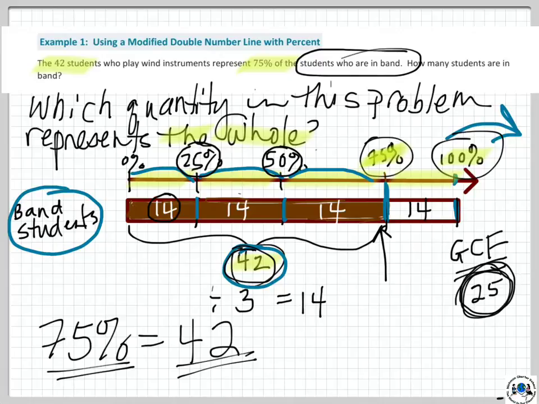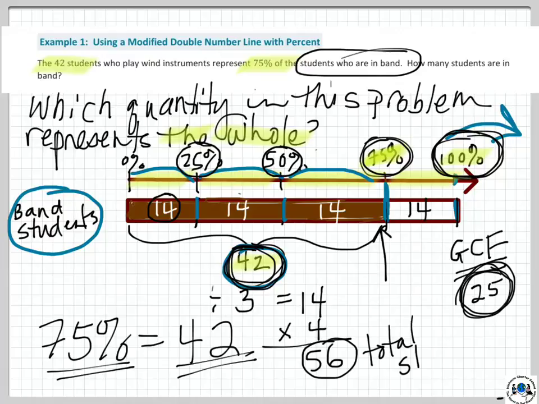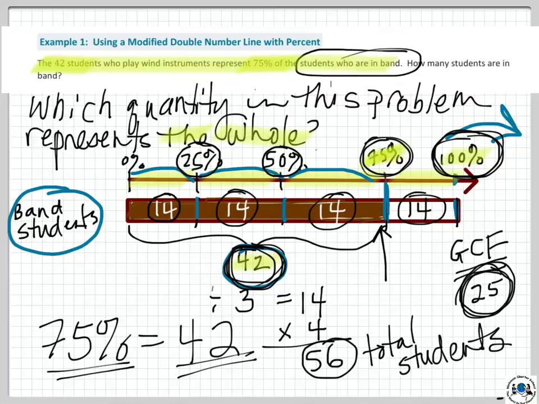50% is the same as 14 plus 14, which is 28. 75% is the same as 28 plus 14, which we already know is 42. So now 100% is the same as 14 times 4, because you have 14 in each of the 4 segments, and that is 56 total students. So this 100% of the band is 56 total students.